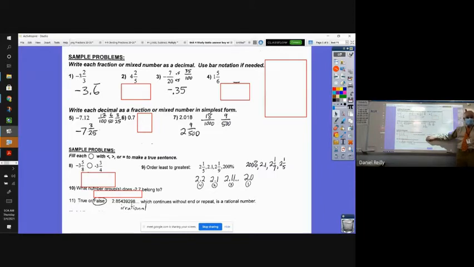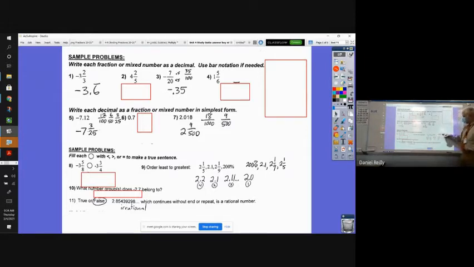Which one of those is bigger? 2.1 is 2.10, and 2 1/9 is 2.11. So 1/9 is bigger than 1/10, than 0.1. And then 200% is 2.0. So then figure out, again, looking at place value, which ones are bigger.